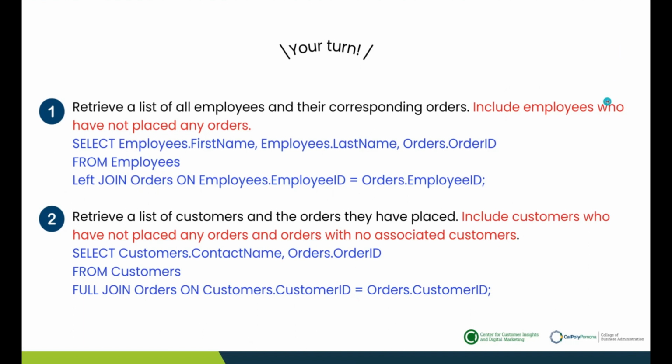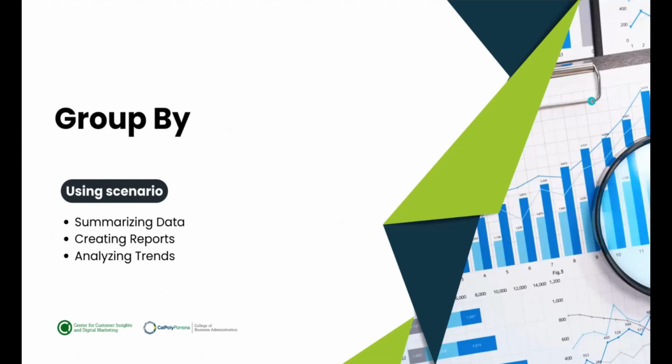Okay, and the next one is group by. Group by is useful when you want to summarize data and calculate aggregate values such as sum, average, count, maximum or minimum for specific categories or groups within the data set. For example, you might want to calculate the total sales per product category, the average salary per department, or the number of orders per customer. Then you can use group by.